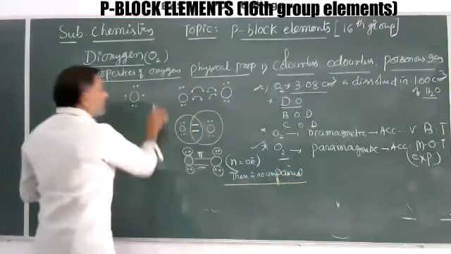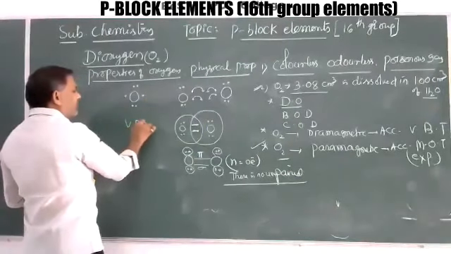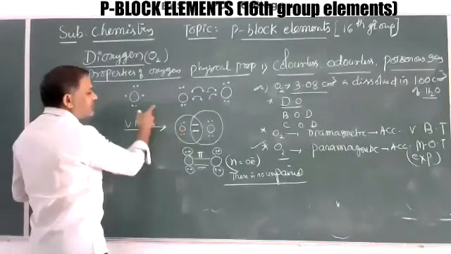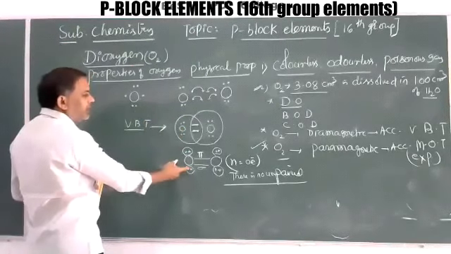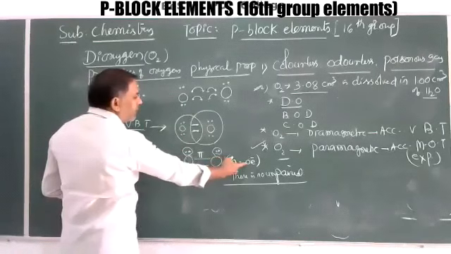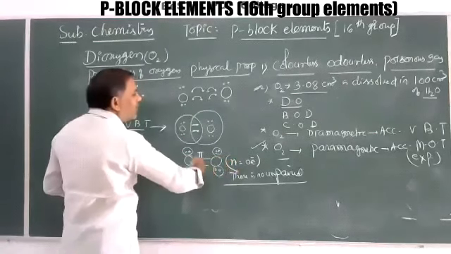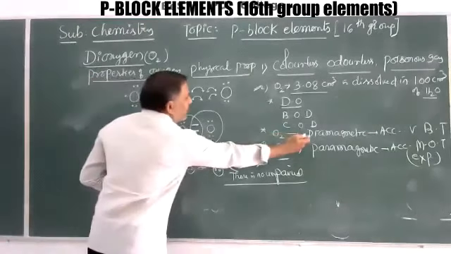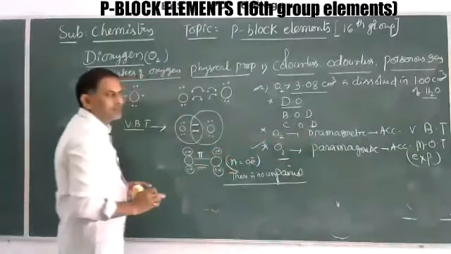So according to VB theory, valence bond theory, formation by mutual contribution and mutual sharing, the oxygen molecule theoretically has no unpaired electrons, zero electrons, so it is not attracted towards the magnetic field. That's why it is diamagnetic in nature.